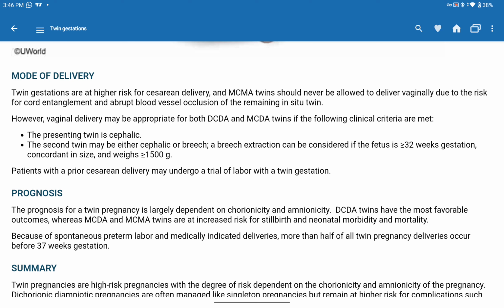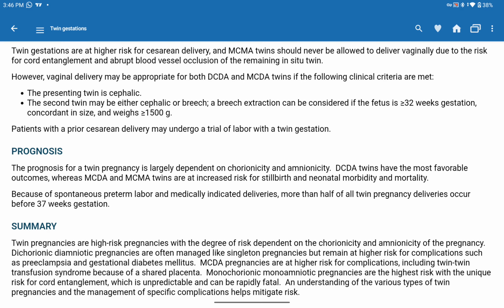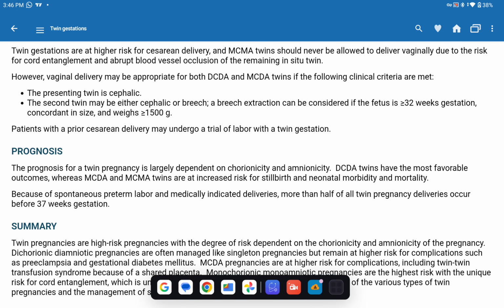However, vaginal delivery may be appropriate for dichorionic diamniotic, different sacs, no problem, or monochorionic diamniotic, single placenta but different sacs. So these are the criteria. The presentation is cephalic, no breech presentation or things like that.